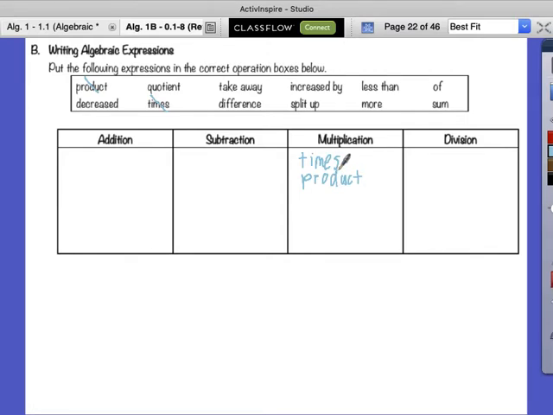Okay? Maddie? Not quite. You want to take a stab at another one? Take away is subtraction. Very good. If I have 5 apples and I take away 2, you're subtracting, 5 minus 2. Okay? Emily? Split up is division. If I say I'm going to split you up into 2 groups, I'm dividing the class in 2.